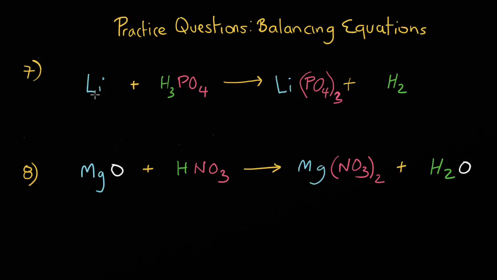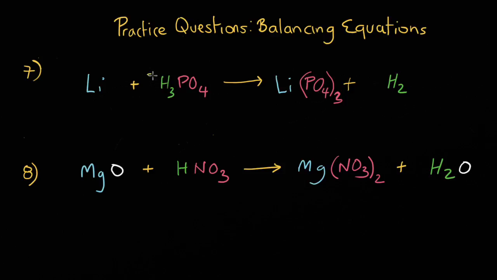So in 7, we begin with lithium. Lithium, we've got 1 on the left, we've got 1 on the right. That looks good. Hydrogens, there are 3. There are 2 on the right, so that's an issue. And we've also got an issue with our polyatomic ions. With this type of question, it's really important that we focus on the polyatomic ions first. We've got 3 on the right. It's in brackets. So 3 on the outside says we've got 3 units of phosphate.